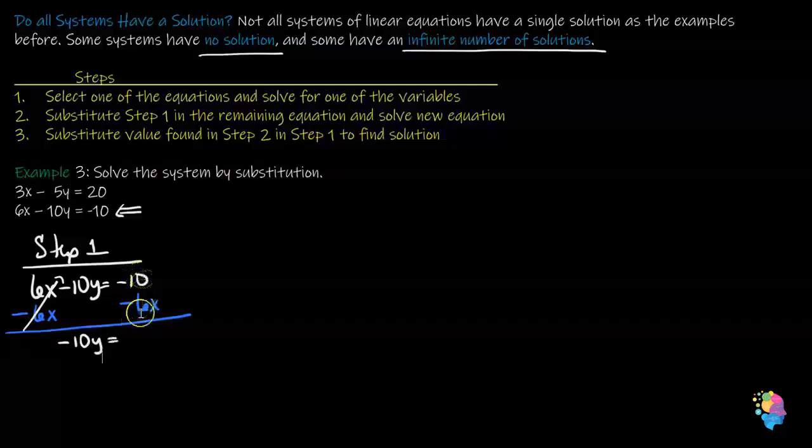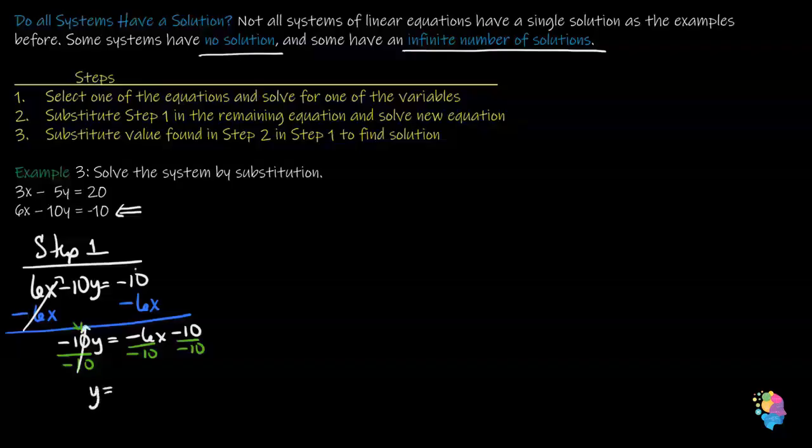And on the right side, remember, these are not like terms. I'm going to put the x first and then the number second. We are not done. Remember, we still need to remove that multiplication by -10, and we do that by dividing every single term by -10. From left to right, -10 divided by -10, that's 1y, or just y.